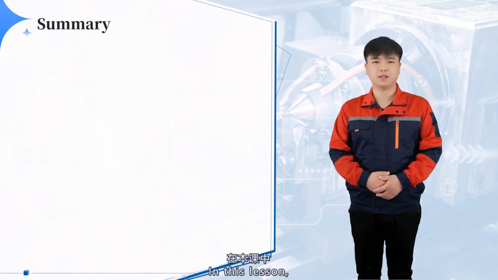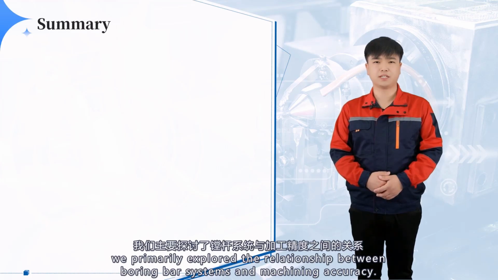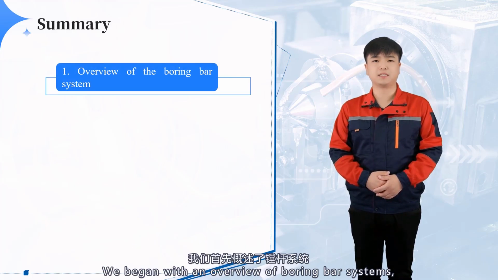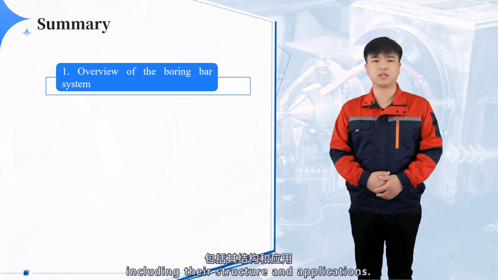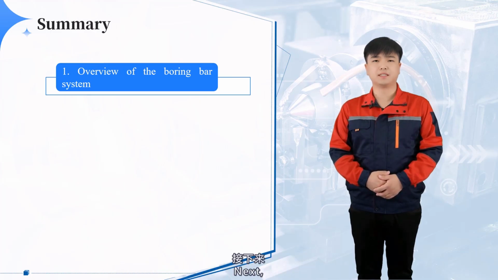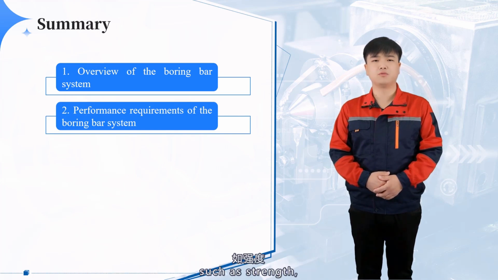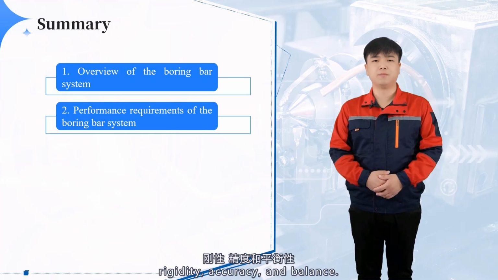In this lesson, we primarily explored the relationship between boring bar systems and machining accuracy. We began with an overview of boring bar systems, including their structure and applications. Next, we discussed the performance requirements of boring bar systems, such as strength, rigidity, accuracy, and balance.